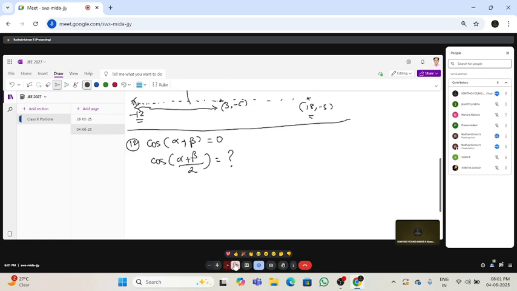Is the answer 1 by root 2? Answer 1 by root 2. Yes, Keshav. I don't know. But there is another answer also. So let us see. A couple of people did it, like Salida was one and Harshita.